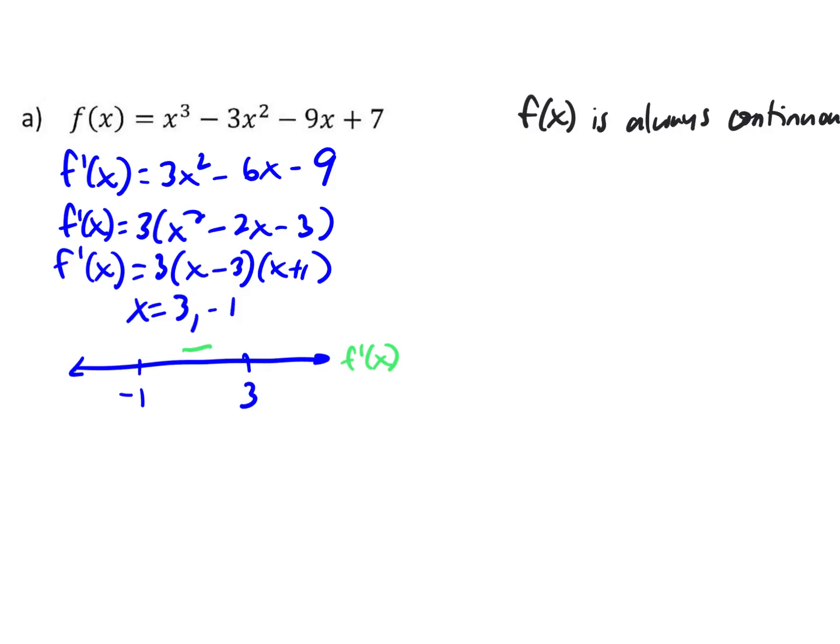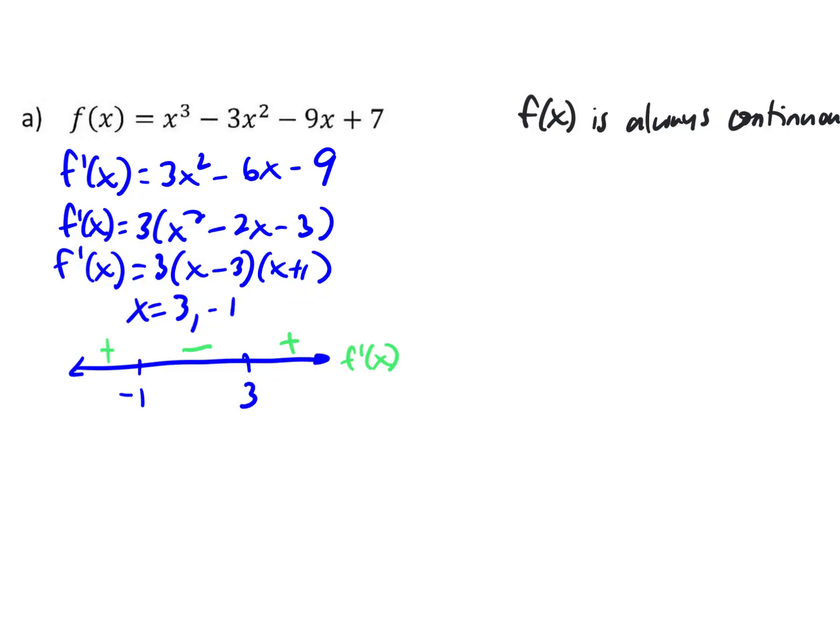Now, we're going to go over here next. All right, so let's say I pick 4. Is this positive or negative? If x is 4. This is positive, which means this area is positive. Okay? Might as well pick -2. -2 minus 3, that's a negative. -2 plus 1, that's a negative. Negative times a negative is positive.